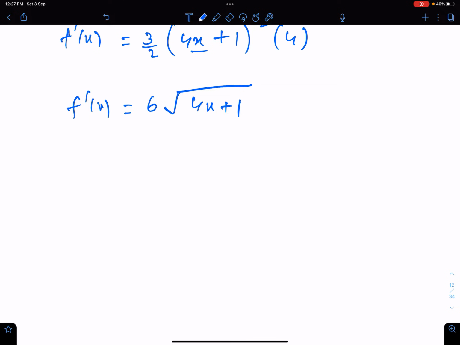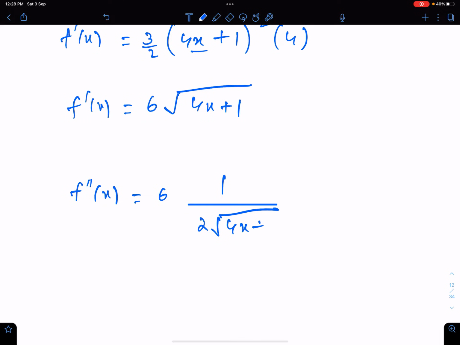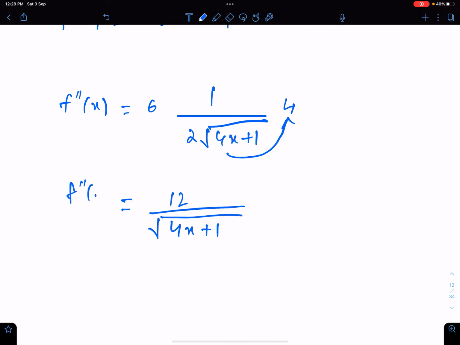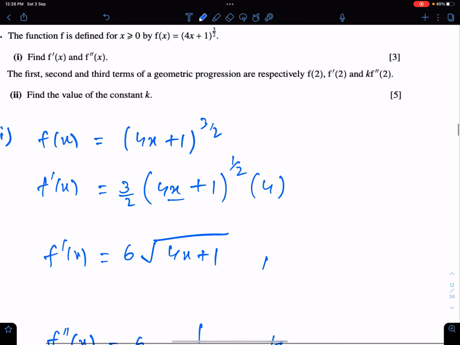Now we need f double prime x, which is very simple. We can differentiate under root as 1 upon 2 under root 4x plus 1, and the differential of the function is 4. This is, I think, 12 upon under root 4x plus 1. So part 1 is done.